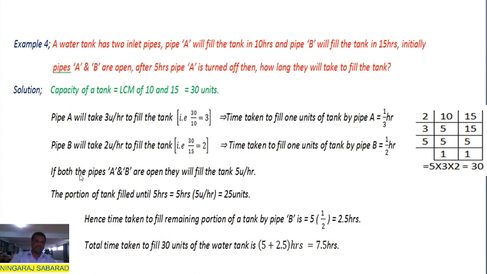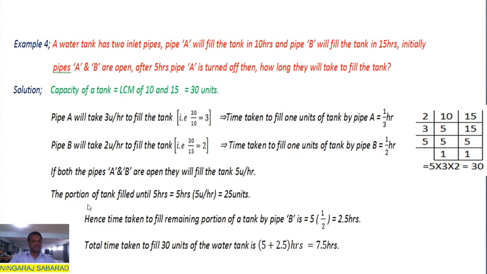So here if both pipes A and B are open, then they will fill the tank at 5 units per hour. That is nothing but the sum of these two values. So if pipe A and pipe B are open, what is the rate of filling of the water tank that is required? See here, if pipe A and pipe B are open together, they will fill the tank at the rate of 5 units per hour.